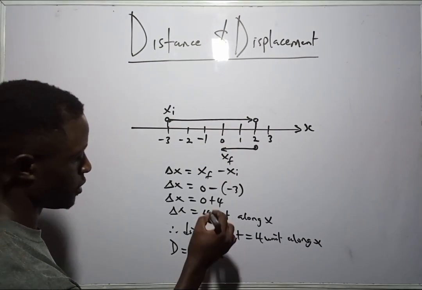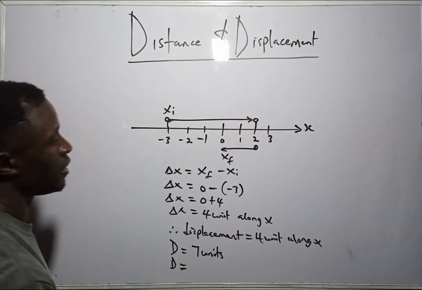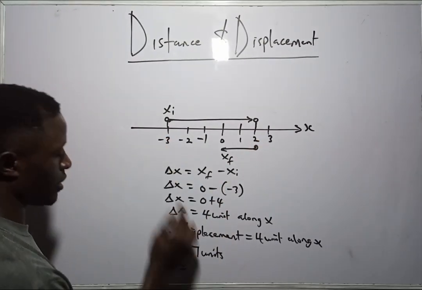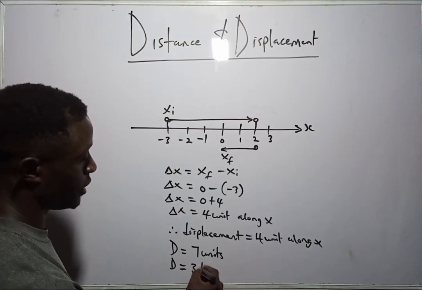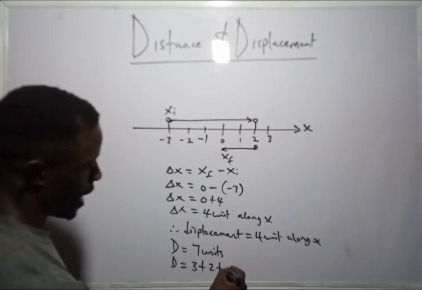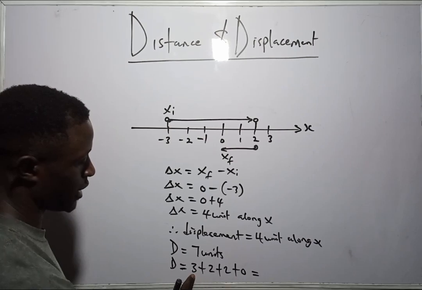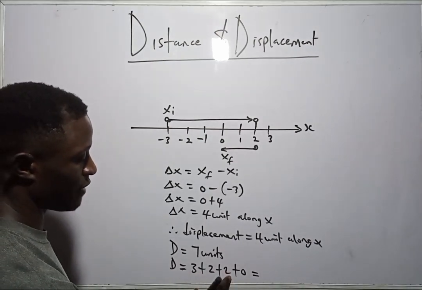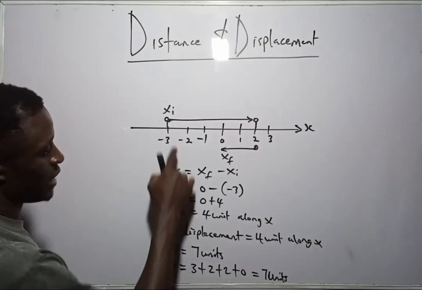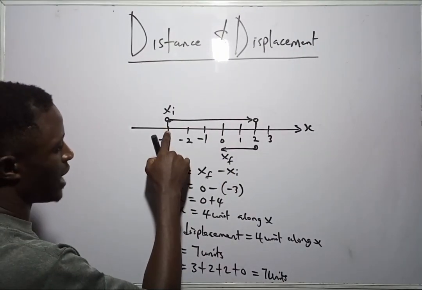7 units. And if you want to do the calculation, you are going to add from -3 to 2. You are not going to consider this minus, just add the numbers together. That will be 3 plus 2. Then from that 2 to 0, you are going to add 2 again, plus 0. So 3 plus 2 is 5, 5 plus 2 is 7, 7 plus 0 is 7 units. So either you count it like this, 1, 2, 3, 4, 5, 6, 7, or you add all the points.